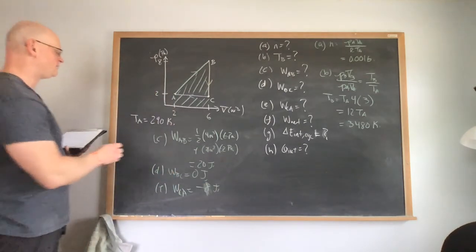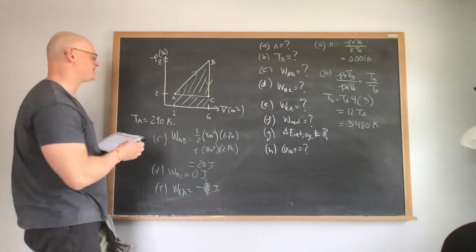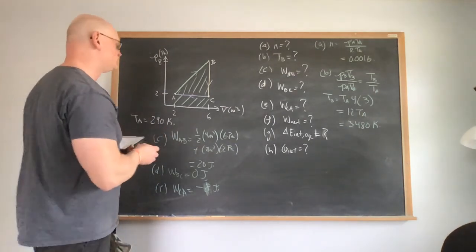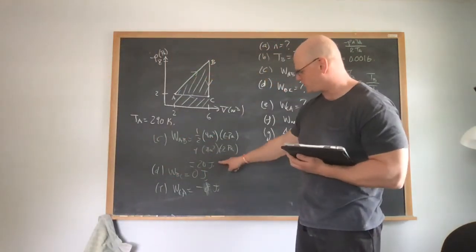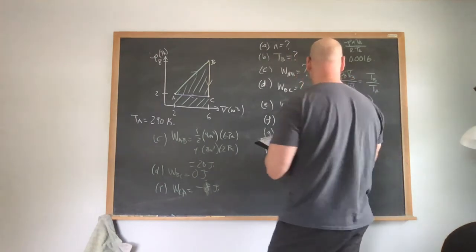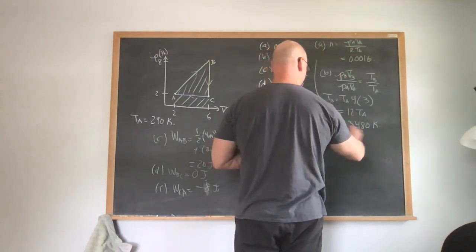Now, notice here I'm doing the work done by the gas, not the work done on the gas, so just be a little bit careful with that distinction. Good. So that means the net work done is simply going to be the sum of all 3 of these, so it's going to be 20 plus 0 minus 8, which is simply going to be equal to 12 joules. So that's our net work.